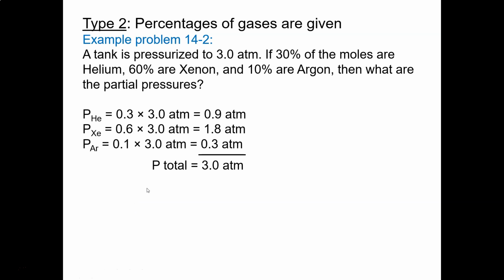Now, one way for you to figure out whether your calculations are correct is to add them all up. Add all the partial pressures up, and if they equal the total pressure that was given to you in the beginning, your calculations are correct.